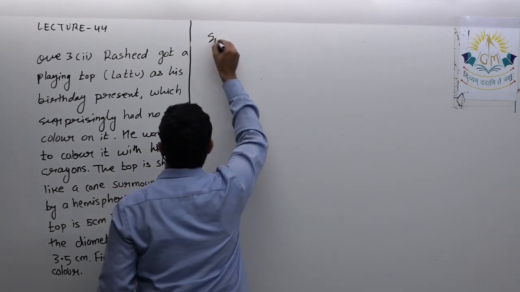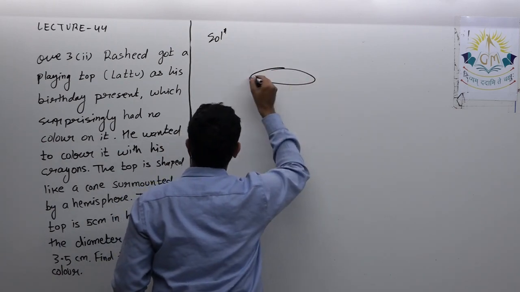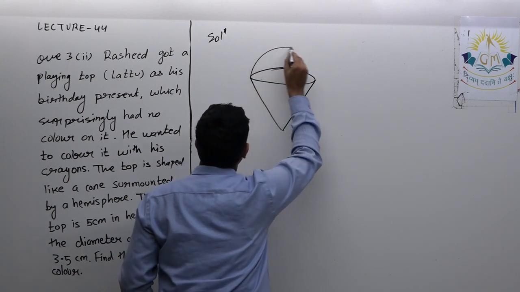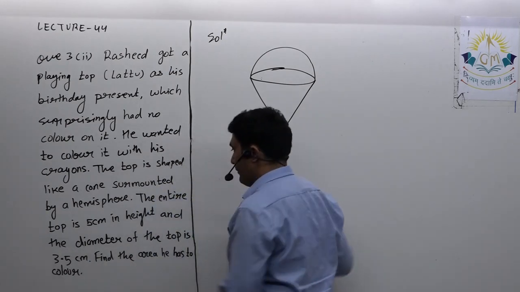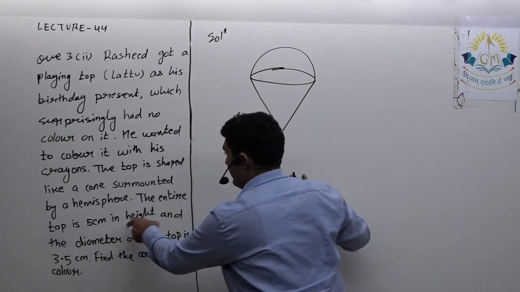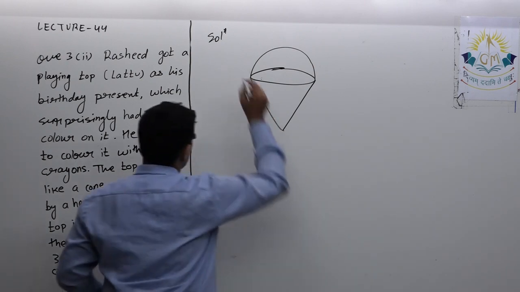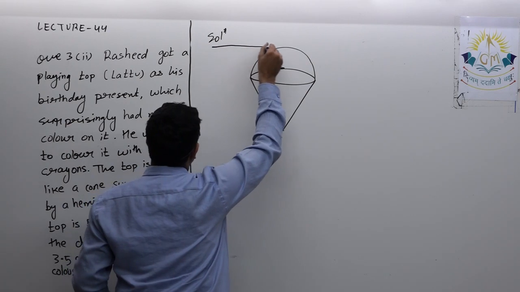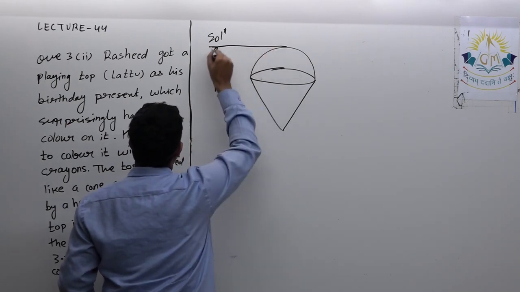That means this looks something like this. There is a cone and this cone is surmounted by a hemisphere. So this becomes a Lattu. Lattu is in this shape. In the next section of the question, it is given about the dimensions. It is given the entire height of the top. If I talk about the total height of the top, how much is given?